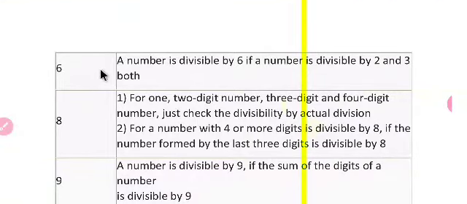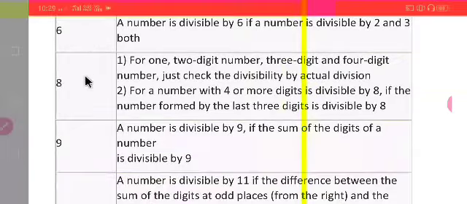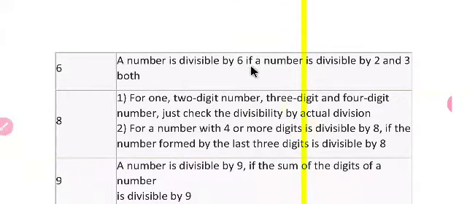Today we are going to study the test for divisibility of numbers for 6, 8, 11 and 9. So let us see for 6. A number is divisible by 6 if it is divisible by both 2 and 3. If we want to test whether a number is divisible by 6 or not, you have to see whether it is divisible by 2 and 3.